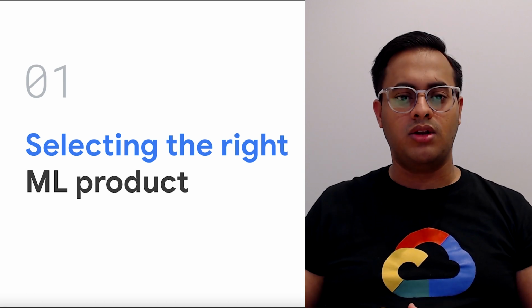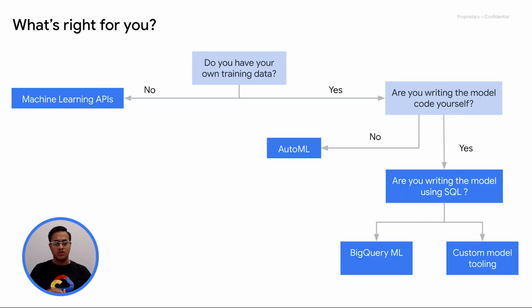Selecting the right machine learning product. This decision tree gives you a quick overview of which product to use. Let's go through this in a bit more detail. If you do not have your own training data and pre-built models fit your needs, ready-to-use ML APIs are the way to go. If you do have your own training data, but you do not plan on building the model or writing the code from scratch, AutoML is the right choice for you.